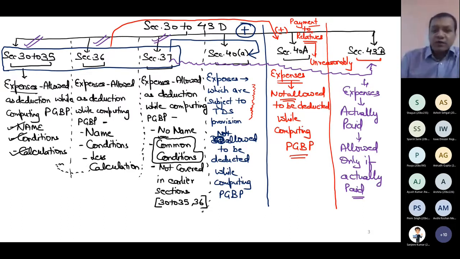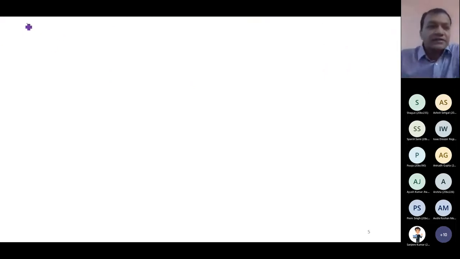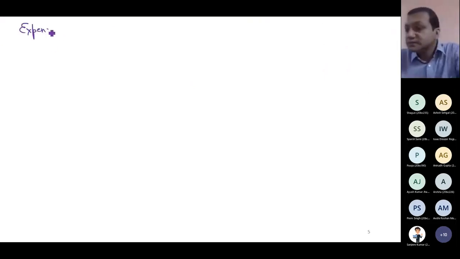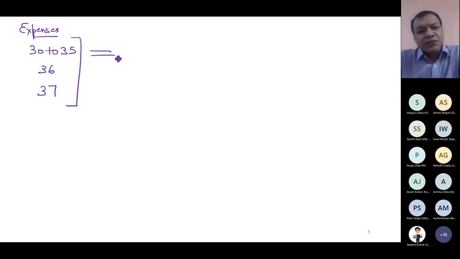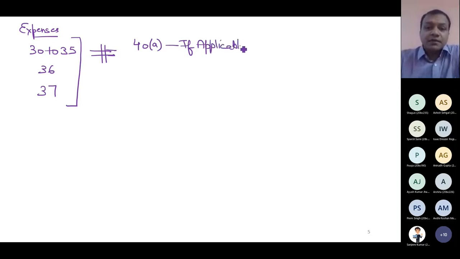So what I can say now is, any of the expenses, whether of 30 to 35 or 36 or 37, must be carefully checked. That means you apply one additional condition of 40 clause A if applicable. It's not compulsory, if applicable. 40 capital A if applicable.